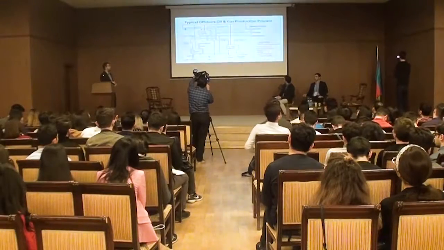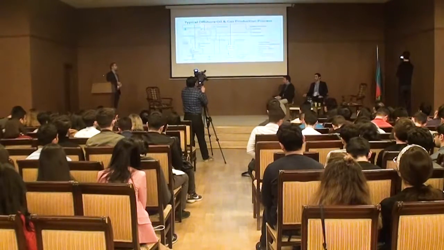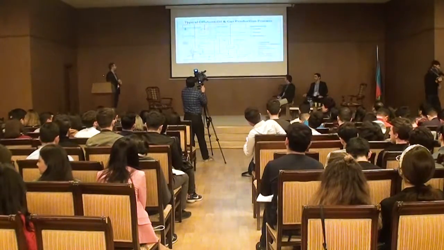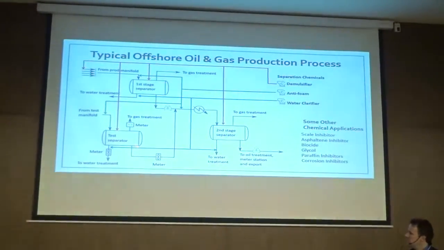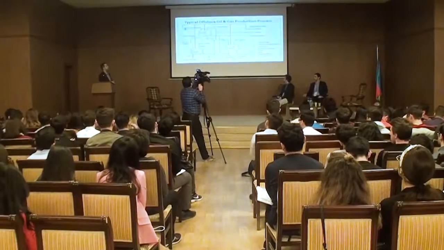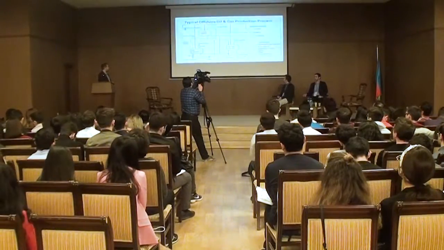So the chemicals we use to optimize the separations are mainly demulsifiers, antifoams, and waterclarifiers. Demulsifiers are mainly injected at the separator inlet. Antifoams are also injected where we expect foaming. Before that location, we need to have some antifoam in place to avoid foaming issues in the system. And we also have waterclarifier to purify the water coming out of the separator, to separate all the oil from that water. So this is why waterclarifiers are applied offshore.